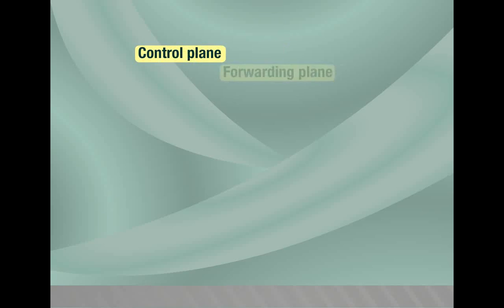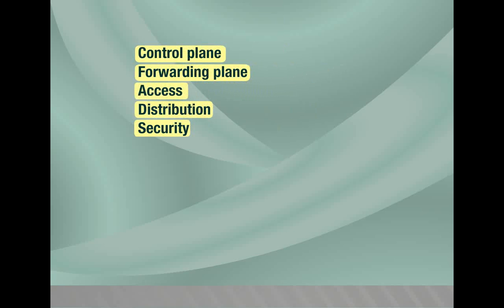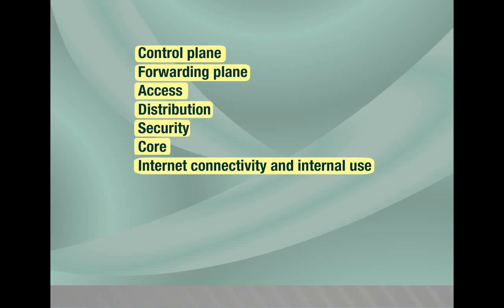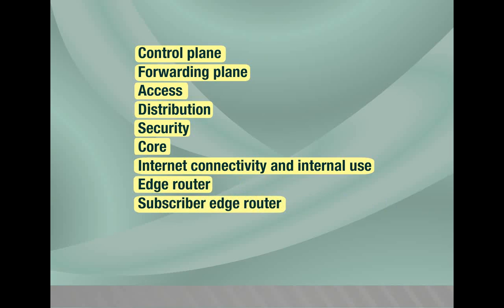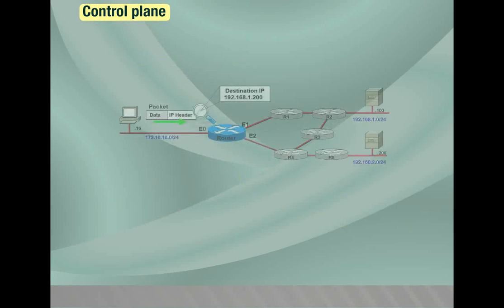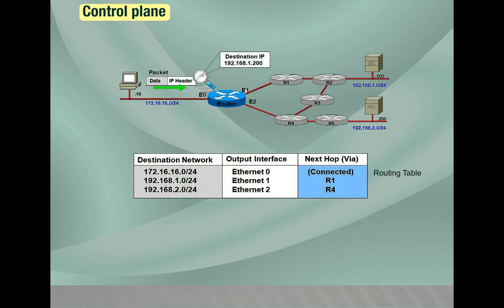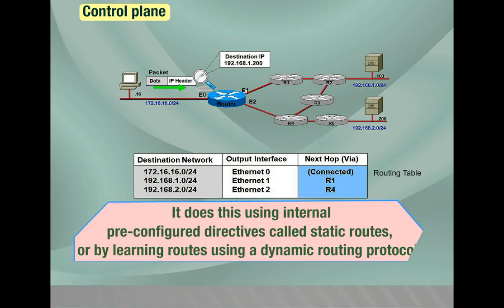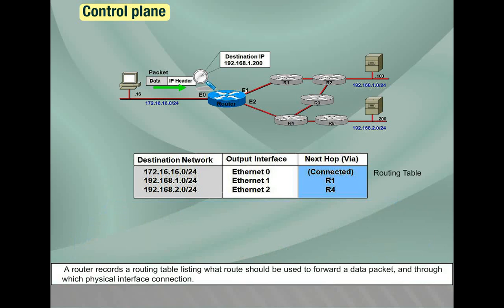Control plane, forwarding plane, access, distribution, security, core, internet connectivity and internal use, edge router, subscriber edge router, inter-provider border router. Control plane. It does this using internal pre-configured directives called static routes or by learning routes using a dynamic routing protocol. A router records a routing table listing what route should be used to forward a data packet and through which physical interface connection.